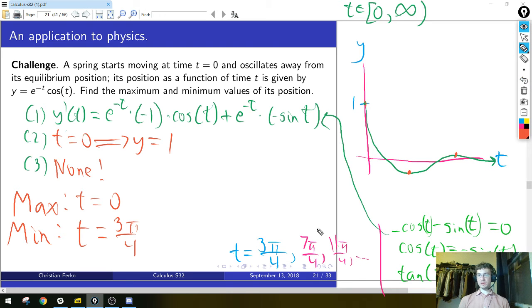So indeed, all of these higher critical points at later times are going to be closer to the origin than the first two. So we just have to look at the first two, and of the first two, it's fairly obvious that the position y equals 1 is the global max, and the position y equals e to the minus 3 pi over 4 times negative root 2 over 2, or minus 1 over root 2, whatever that is, that's going to be the global min. Good, so that is indeed correct.